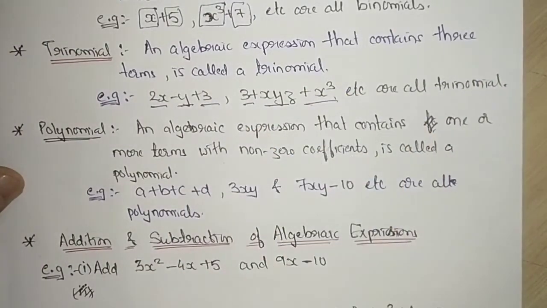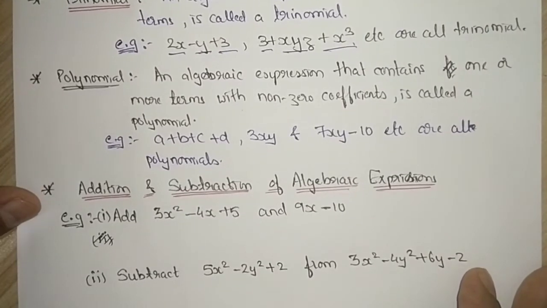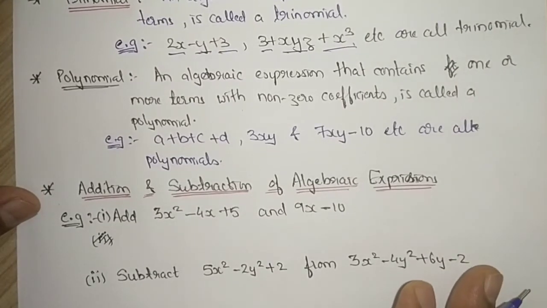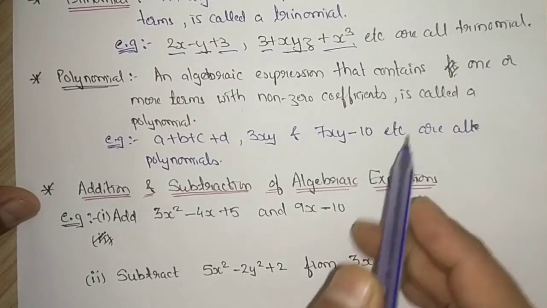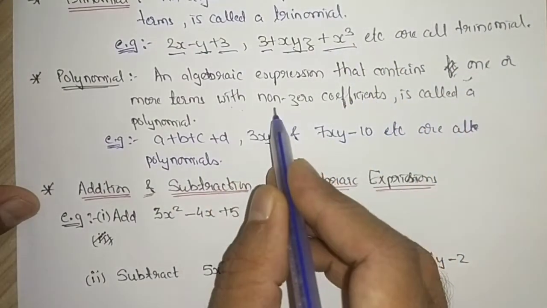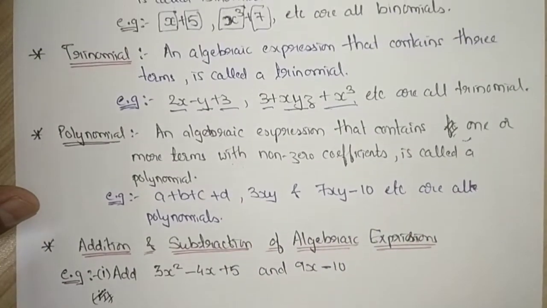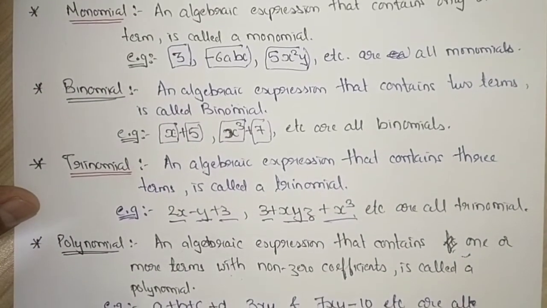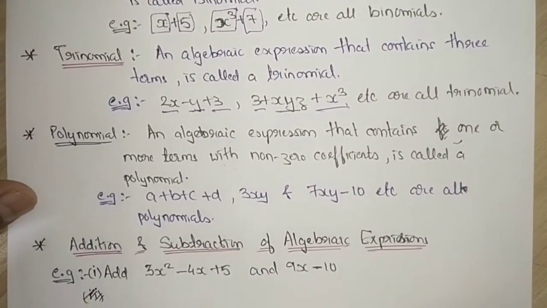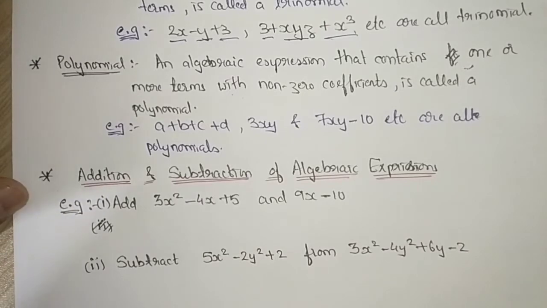are called trinomials. Now, what is polynomial? An algebraic expression that contains one or more terms with non-zero coefficients is called polynomial. That means any monomial, binomial, trinomial can be called a polynomial. It must have one or more than one term.